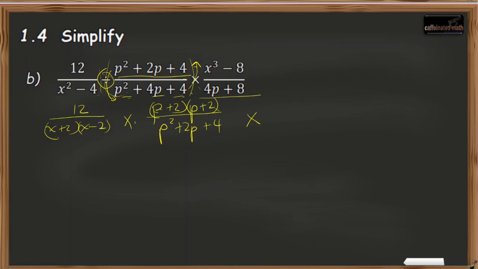For the final factor, we'll have the difference of cubes at the top, which is x minus 2, and we need to square that for the first term in the second bracket, which is x squared. We square that for the final term at the back, which is plus 4, and then for the middle term, it's just minus 2 times x, but change the sign, that becomes plus 2x. It's all divided by 4p plus 8, but I can take out the 4 as a common factor and alternate it with p plus 2.